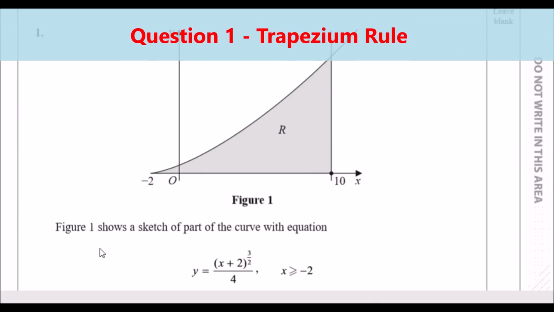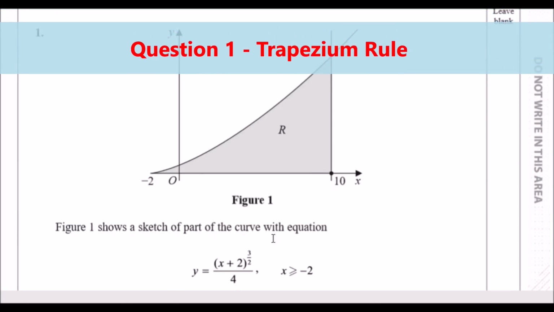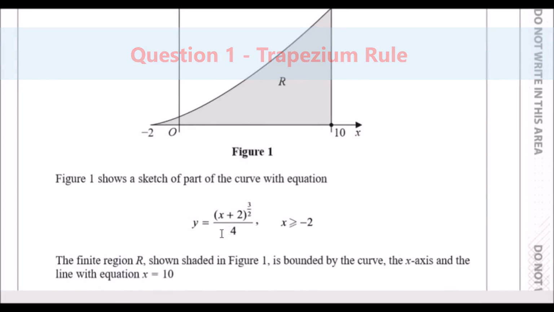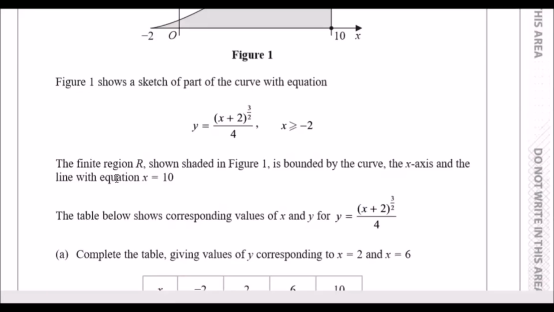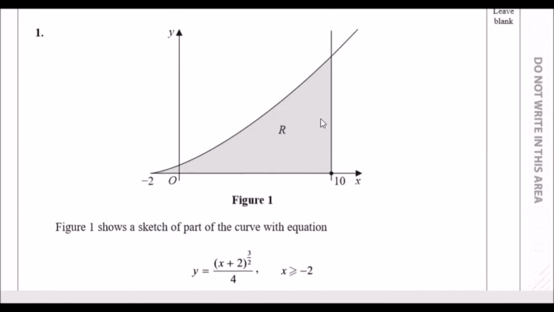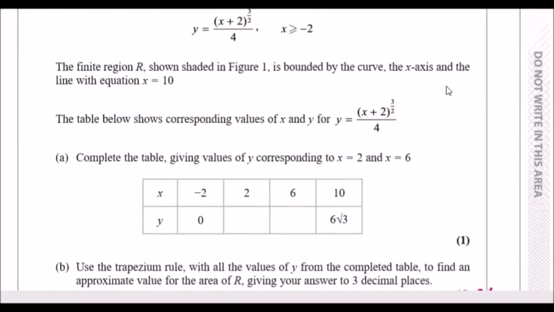So it says here that figure 1 shows a sketch of part of a curve of this equation here. Okay, so the equation is given and it represents this curve over here. The finite region R shown shaded in figure 1 is bounded by the curve, the x-axis, and the line of equation x equals 10. So in other words, x equals 10, the x-axis and the curve. So yeah, that seems okay.